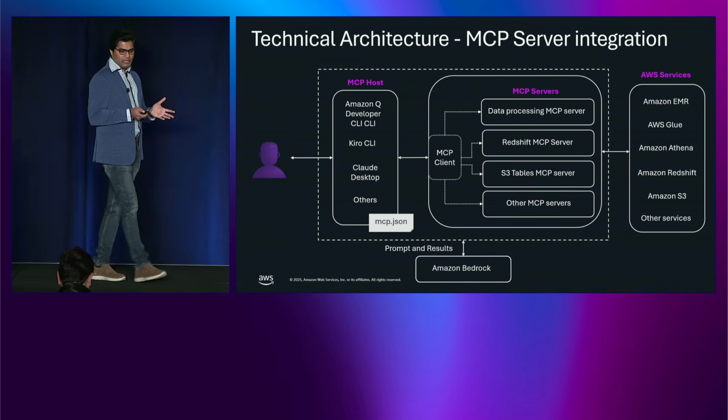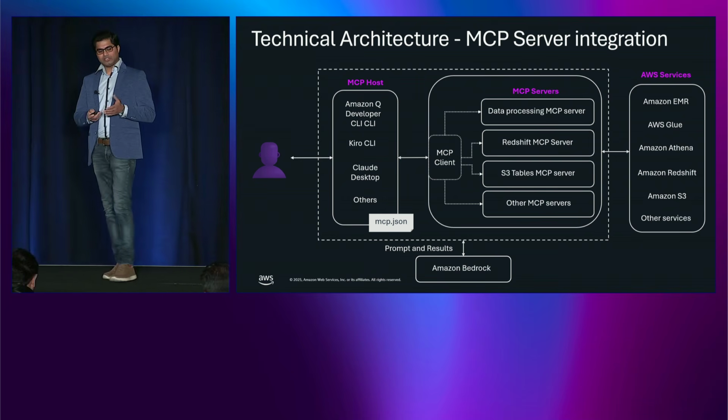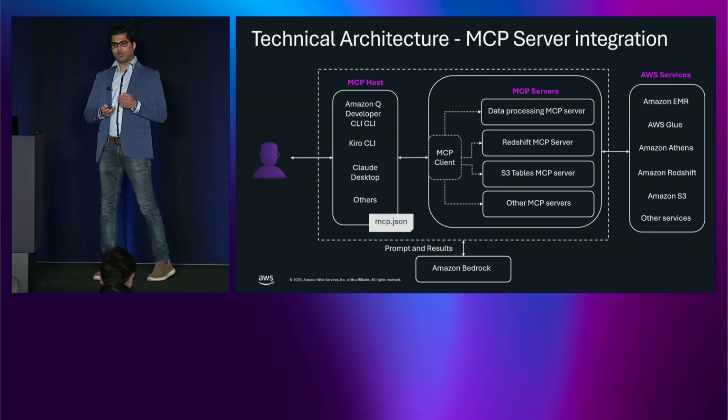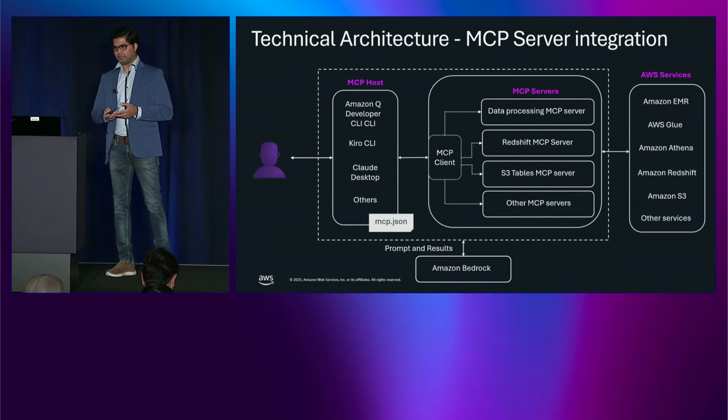Now, this architecture highlights some of the AWS analytics services, as I said, and it's not limited to analytics services. You will also be able to invoke third-party models through APIs by defining MCP server.